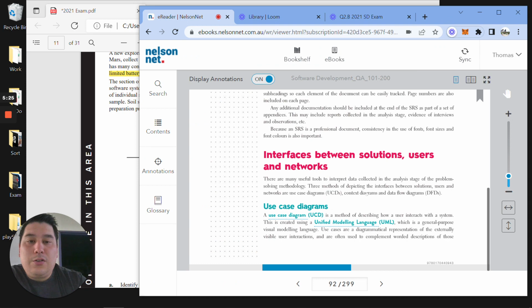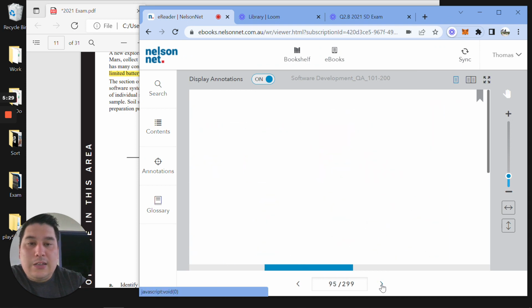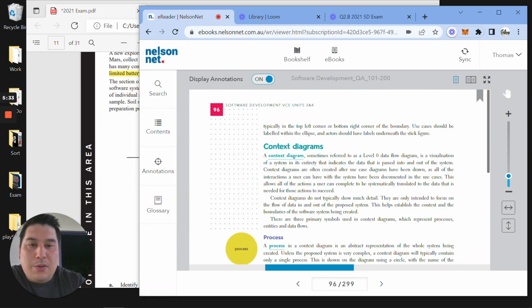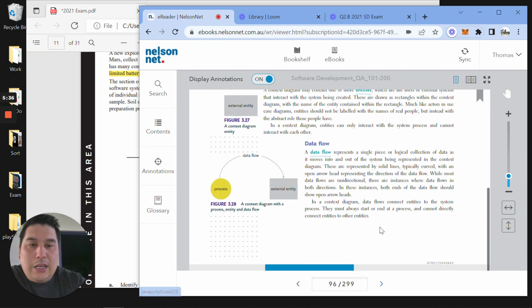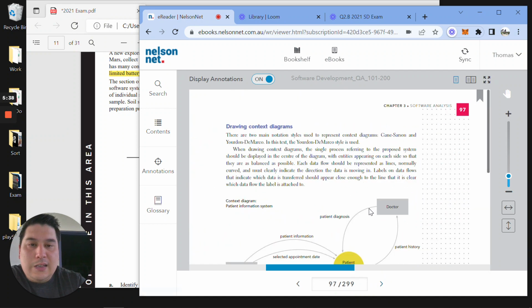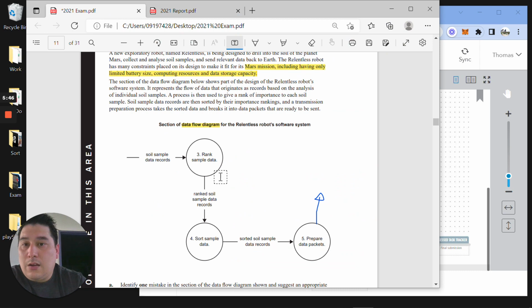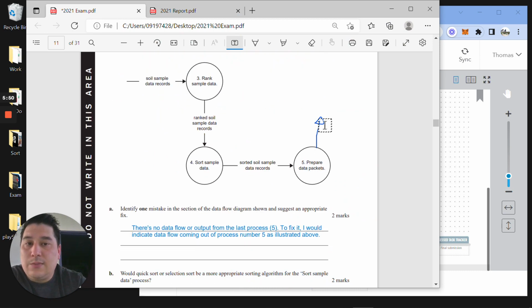If you want to go through diagrams, use case diagrams start on page 92. Data flow diagrams are a little bit further on, around page 96-ish, somewhere here. Yeah, data flow diagrams, page 97. So if you want to go have a read there and have a bit of a revision, I would suggest it, especially if you didn't understand why there needs to be this output, why that was the error identified.